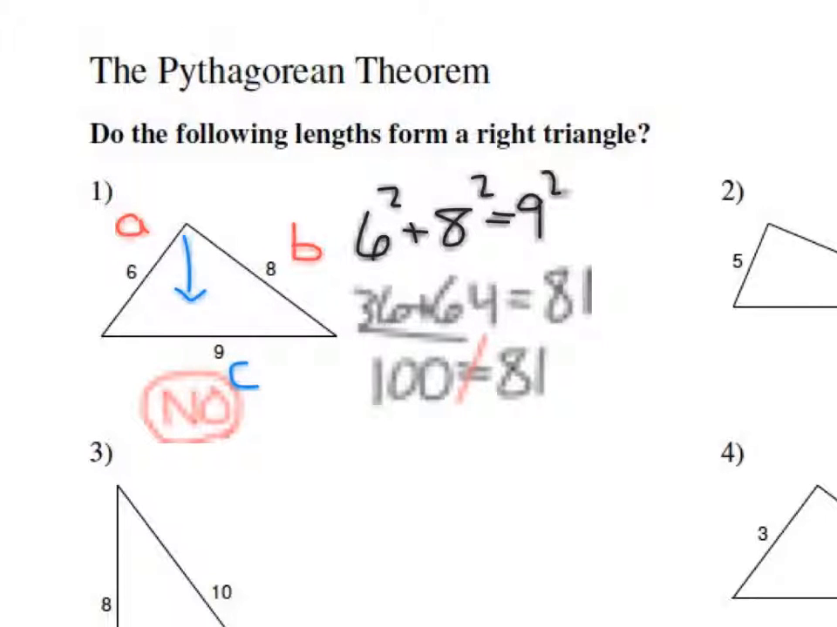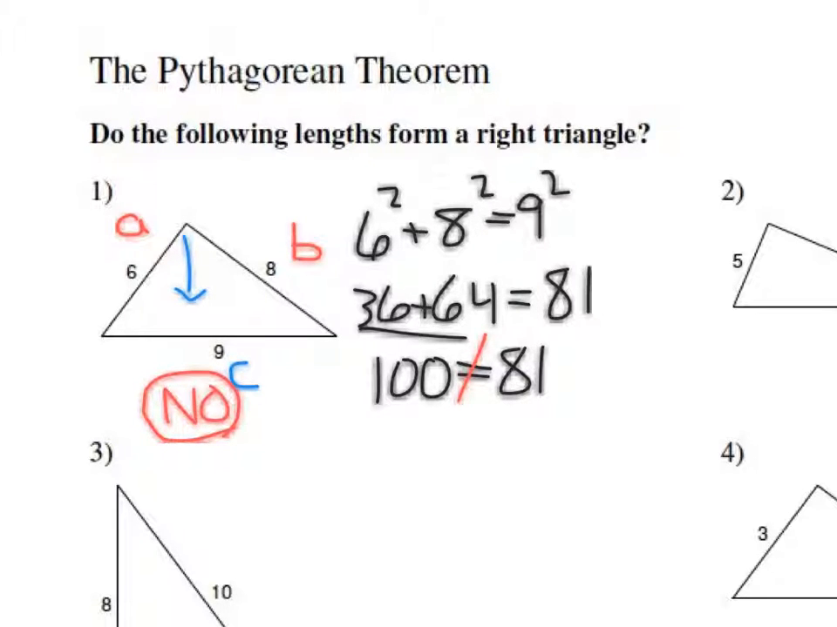We want to see if this is true. 6 squared, 6 times 6 is 36, plus 8 squared, 8 times 8 is 64. Does that equal 9 squared, which is 9 times 9, 81? 36 plus 64 is 100, and 100 does not equal 81. So this is no, not a right triangle.